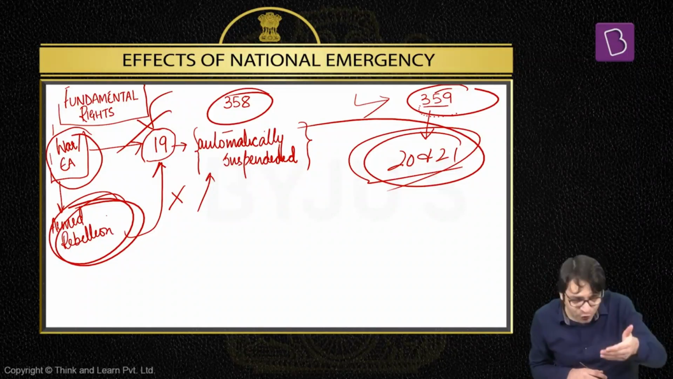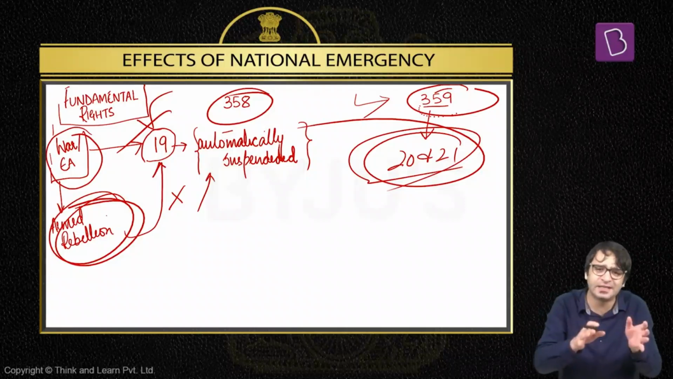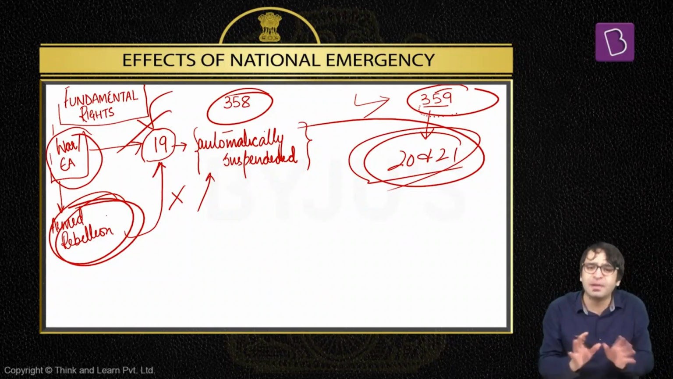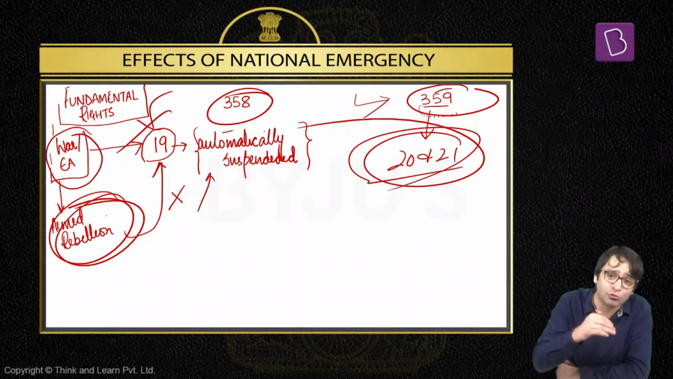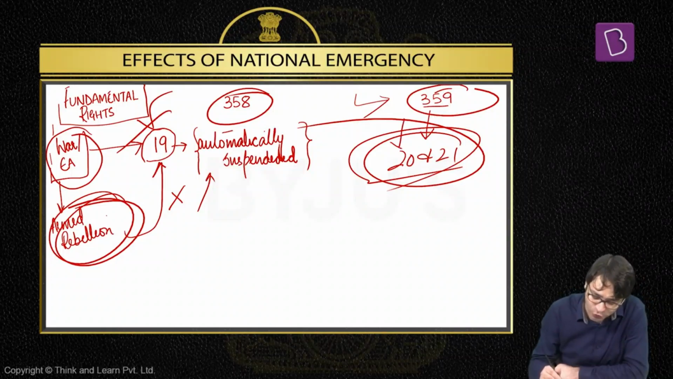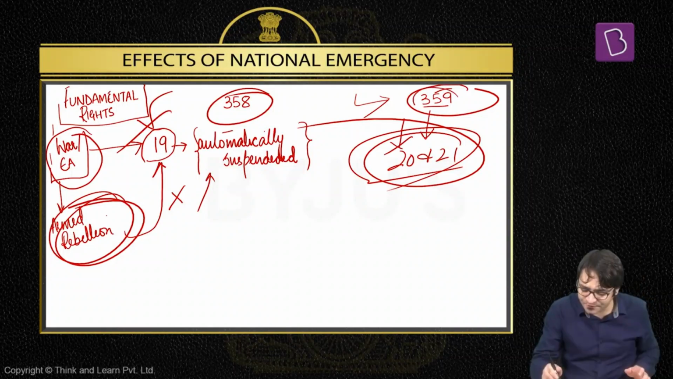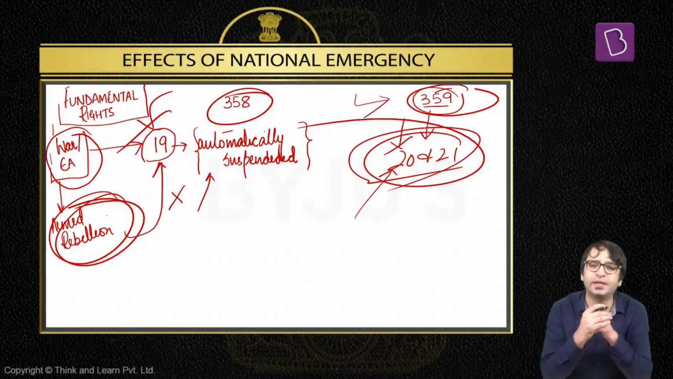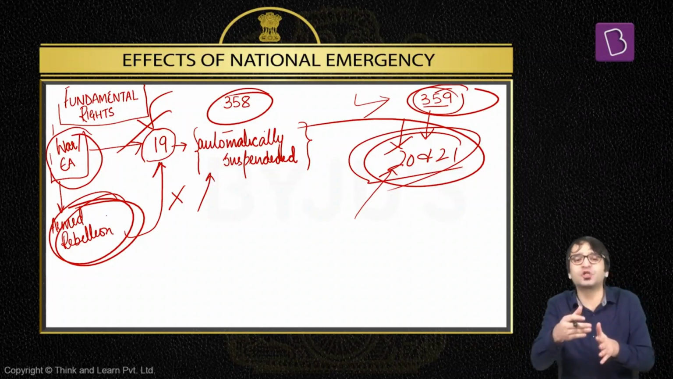That means if during national emergency, Article 15, 16, 17, 18, 23, 25 are violated, there is no remedy available to you. You cannot approach the court. But there are two fundamental rights which cannot be suspended even during national emergency, and that is Article 20 and 21. Fundamental rights other than Article 20 and 21 are theoretically alive, but their enforcement is suspended. That's what we have to keep in mind.